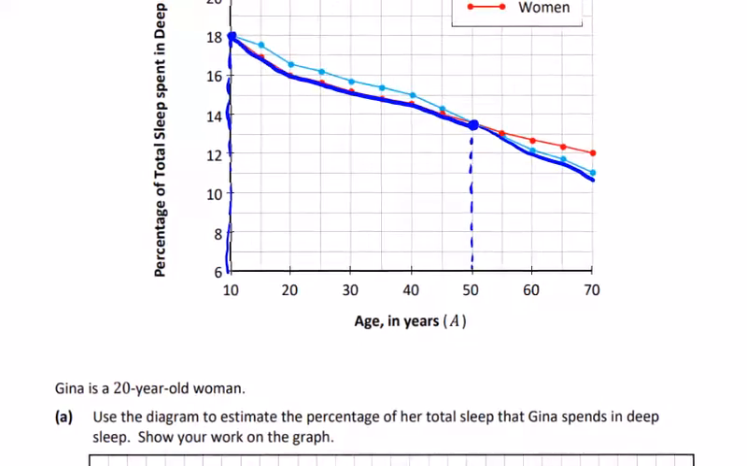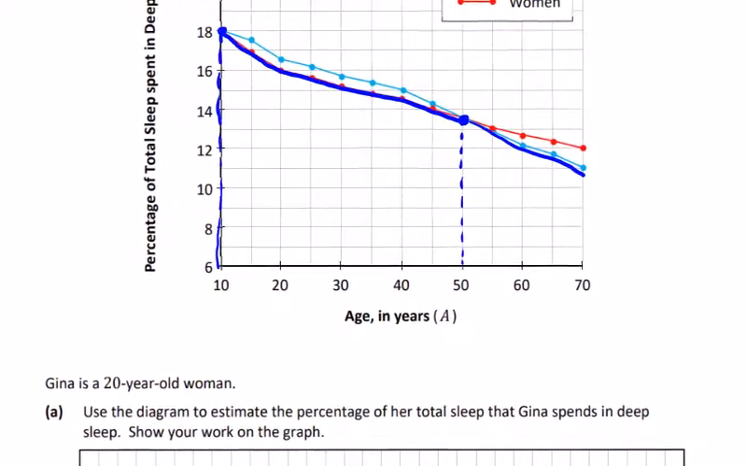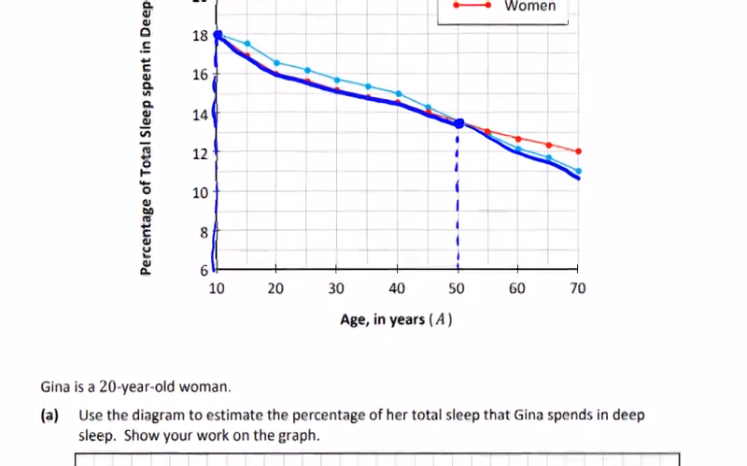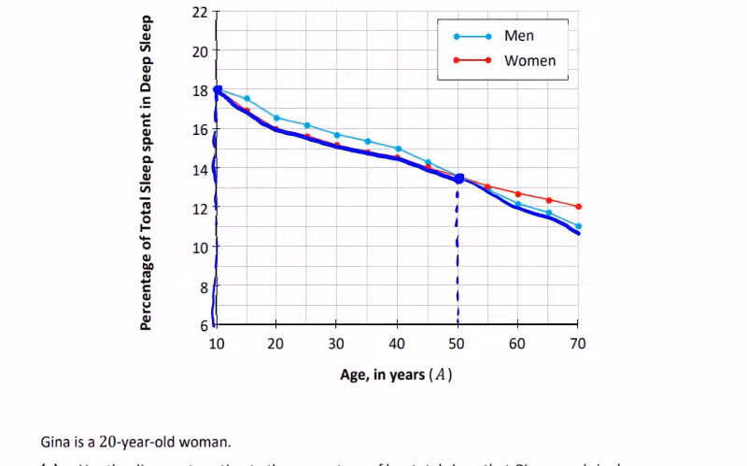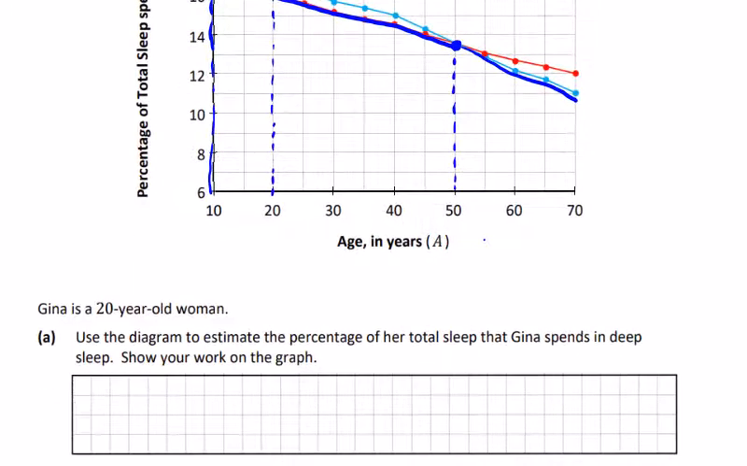Gina is 20. Use the diagram to estimate the percentage of her total sleep that Gina spends in deep sleep. So she's 20. Here she is here. Up to the graph. So it's bang on 16 here, so 16%.